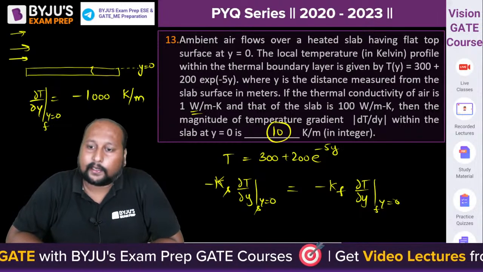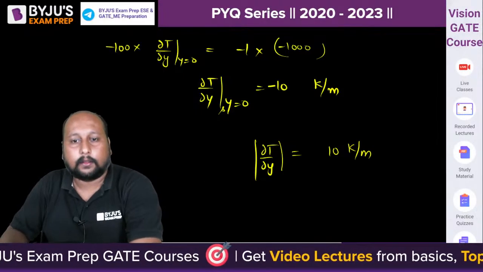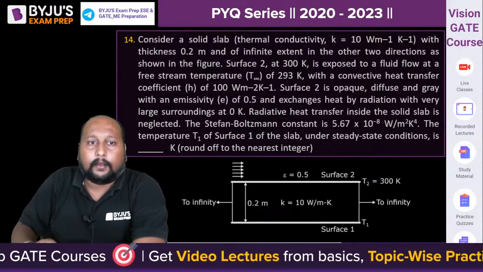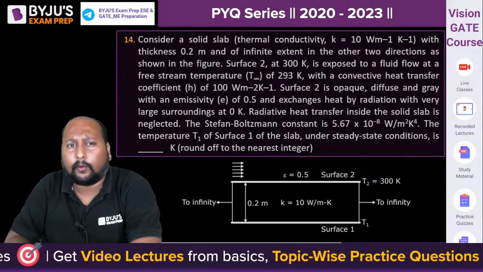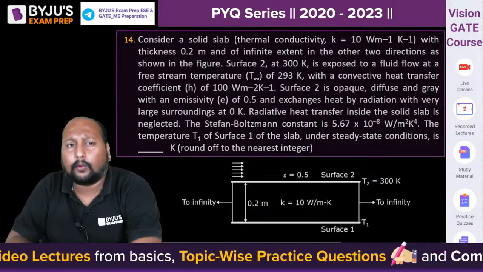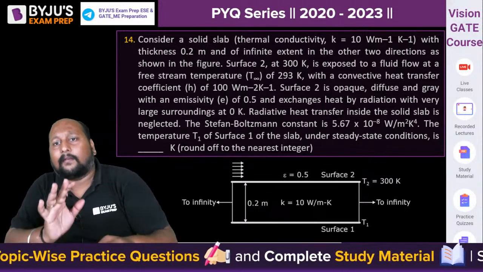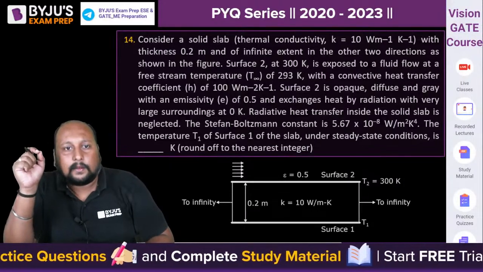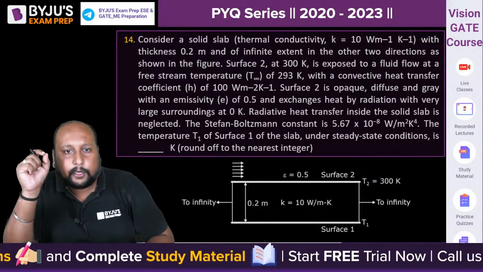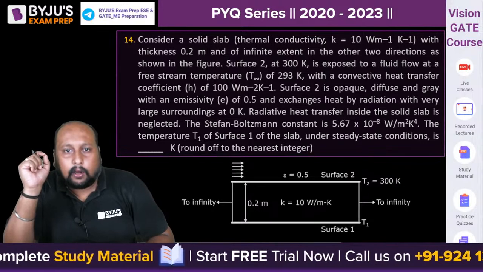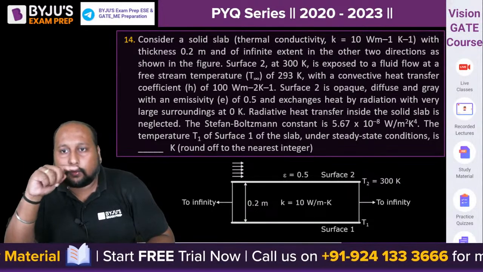Okay, chaliye, next question on the screen, question number 14. Okay, interesting. This is from 2022, I think. 2022 का question है. Consider a solid slab having thermal conductivity K value given as 10 watt per meter Kelvin, with thickness equal to 0.2, of an infinite extent in the other two directions.